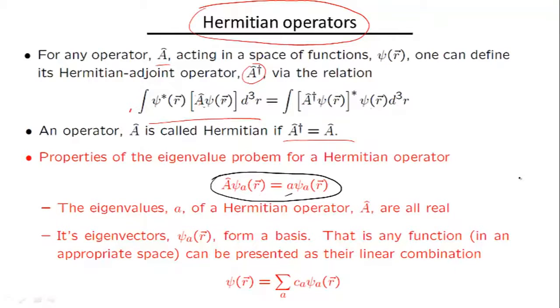Another crucially important property of the eigenvalue problem for a Hermitian operator is that its eigenvectors, these solutions psi sub a of r to this equation, form a basis in an appropriate space. That is a space where our functions live. So for instance, in the context of quantum physics, these are going to be wave functions. And of course, I should mention that the statements I'm making are not mathematically rigorous. If you want to see a precise definition or a theorem, there is, of course, very rich mathematical literature on the subject, and I would encourage you to look into this.